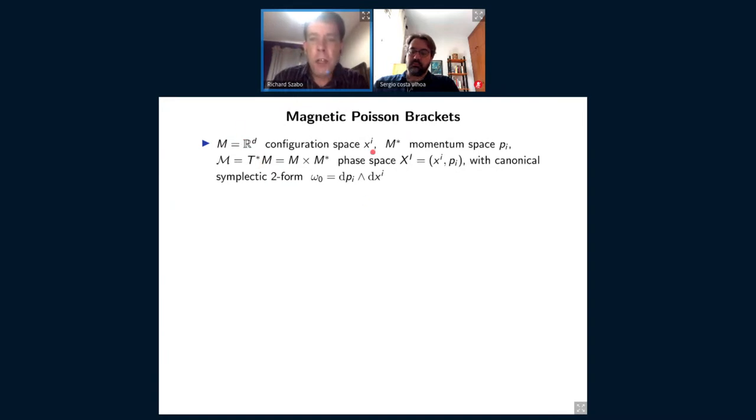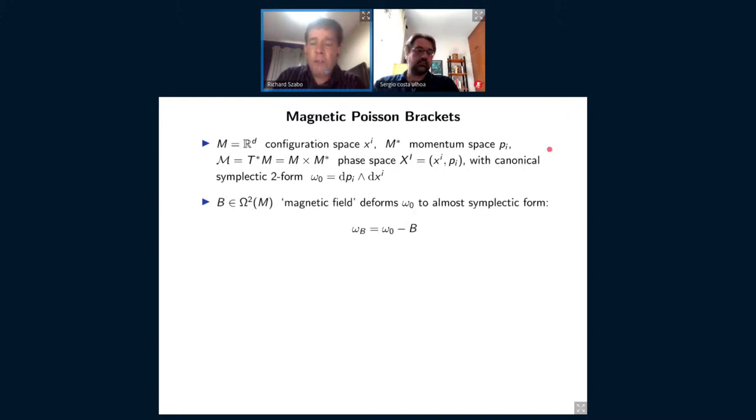We've got a D-dimensional configuration space, just R^D. Of course it has a dual space, which I think of as a space of momenta. The phase space, you can think of formally as the cotangent bundle of this configuration space, but it's just a copy of M with its dual. I'll denote coordinates on phase space by capital letters X with capital indices, and position and momentum coordinates by lowercase letters with small indices. And on phase space, there's a canonical symplectic two-form that we all know.